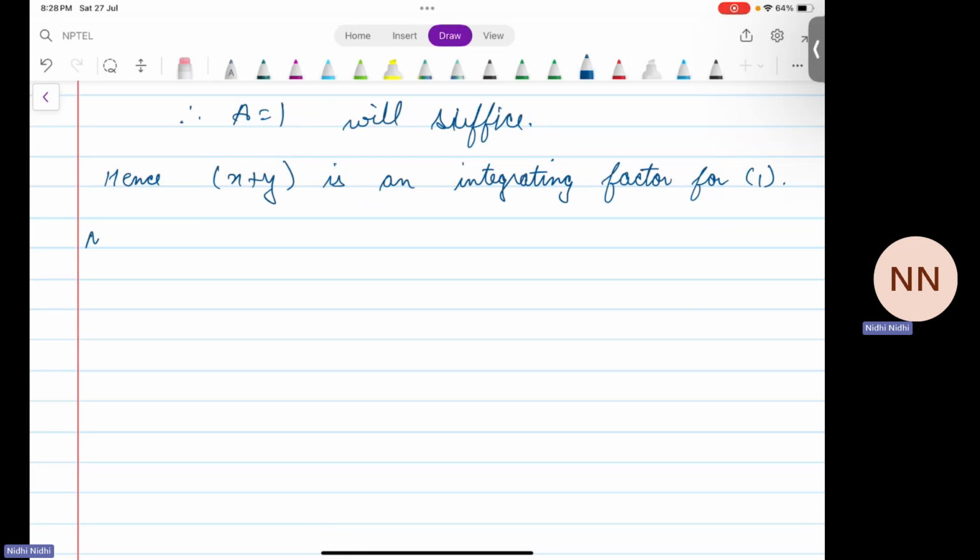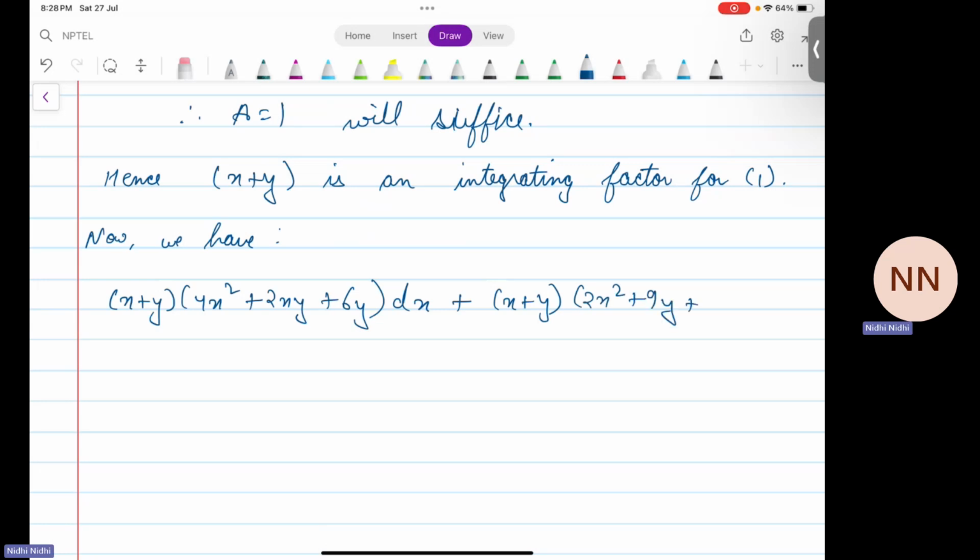We have (x plus y) times (4x square plus 2xy plus 6y) dx plus (x plus y) times (2x square plus 9y plus 3x) dy is equal to 0. One can clearly see that this is an exact equation. It would be good if you check it again.